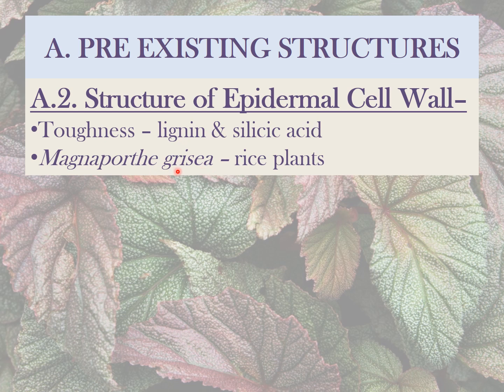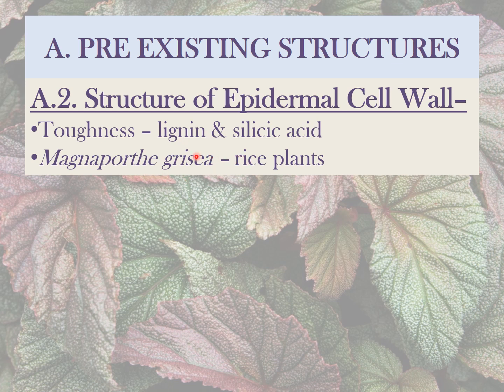So Magnaporthe grisea, or earlier it was called Pyricularia oryzae, which causes blast disease of rice, is not able to penetrate through the epidermal cells. Instead, it penetrates through the motor cells. Motor cells are the cells present at the hinge of a plant part, which help in movement of the plant part. These motor cells are proteinaceous. They do not have lignin. They lack lignin. Due to that, they are much softer and less tough, and these pathogens are known to enter through the motor cells.